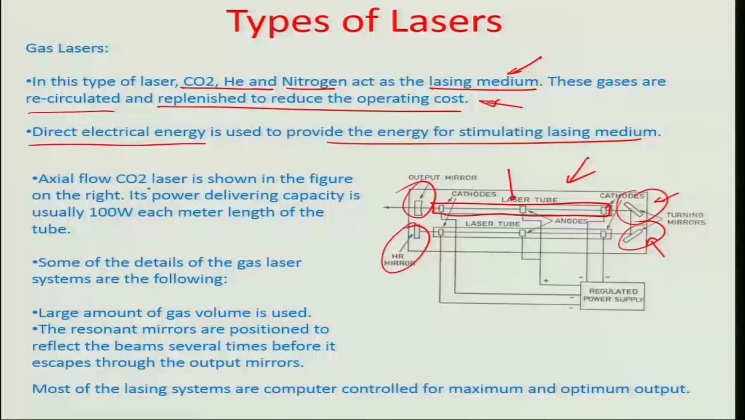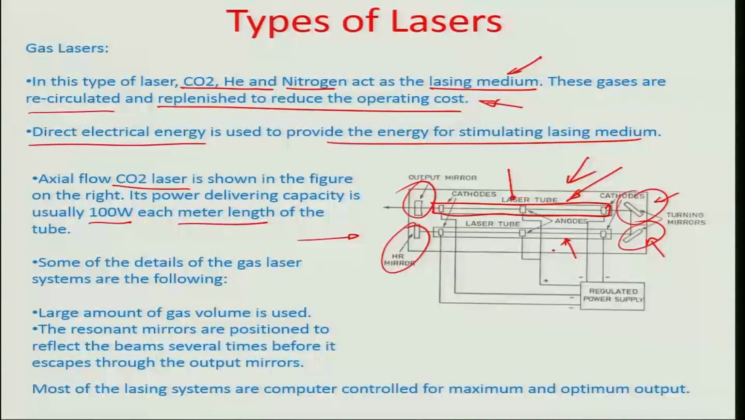So axial flow CO2 lasers are what is shown here actually. I'll just give you some illustration about the kind of powers that it can produce. It can produce about 100 watts per meter length of the tube that we are looking at here in this case. So there are two different parallel tubes here, for example.